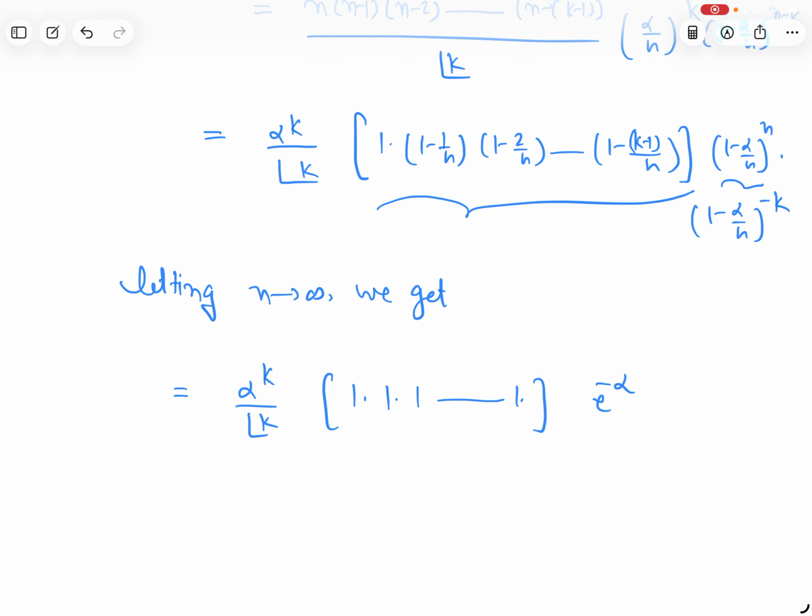If you know that the limit of this is actually this one, and what will be this limit? k is a fixed number, so it will be 1 to the power minus k. So what is this actually? It is nothing but, after solving it, what you will get? e to the power minus alpha, alpha to the power k upon factorial k. It is proved.